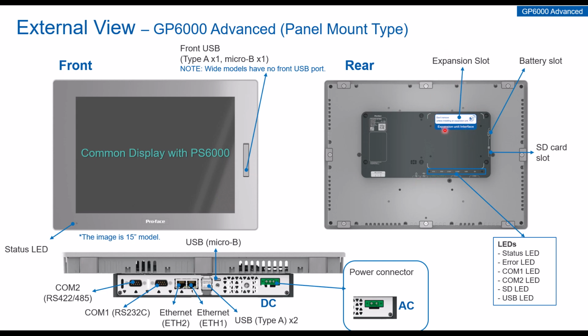And then this is what the rear looks like. Here's that expansion slot that we talked about. Over here on the side, we've got a battery slot and an SD card slot. You've got some status LEDs. These are what the connectors look like here. This is what the connector arrangement looks like on the bottom here.